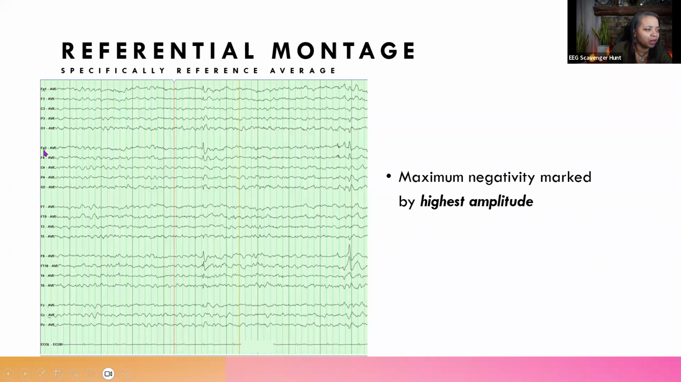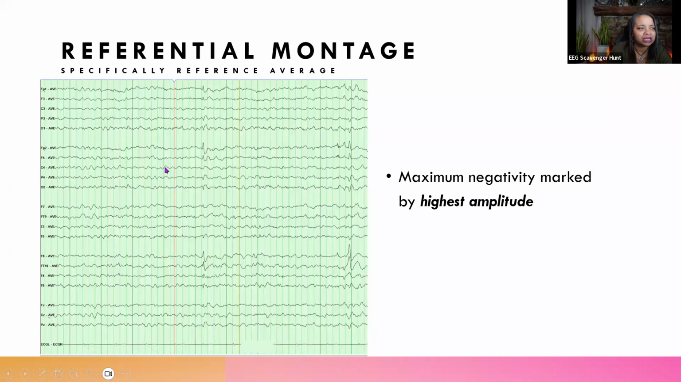And then you have your right parasagittal chain here, for example, FP2 compared to an average of all of the electrodes, then your temporal chain from the left and your temporal chain from the right. And then you have your midline vertex electrodes compared to an average as well. And the bottom is your EKG.